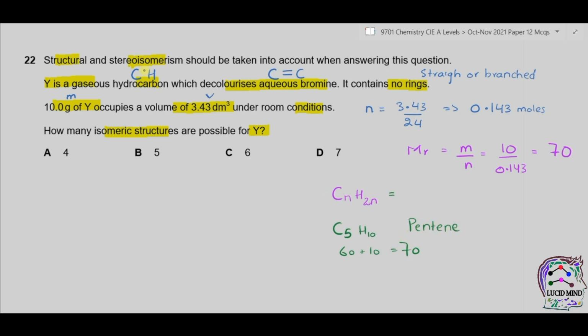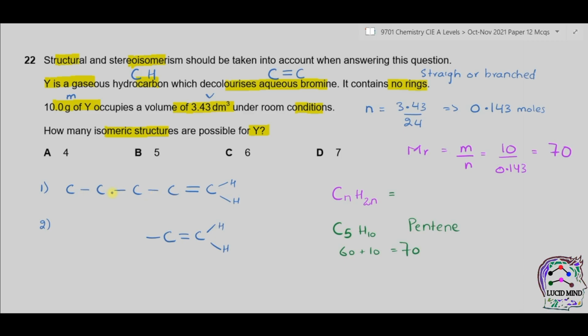Now let's draw the structural and stereoisomers for this pentene. As we have 5 carbon atoms, 1, 2, 3, 4 and 5. This is pent-1-ene. No cis-trans isomer is possible as the double bonded carbon is bonded to the same atoms. Both are hydrogen atoms. Let's try another structure for this one. We have pentene. Again, no geometric isomerism is possible.